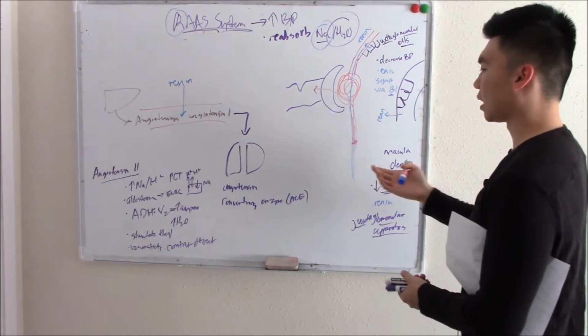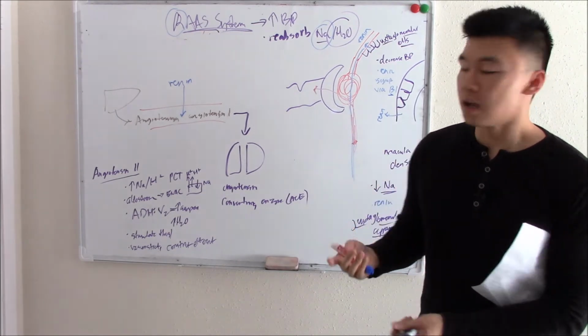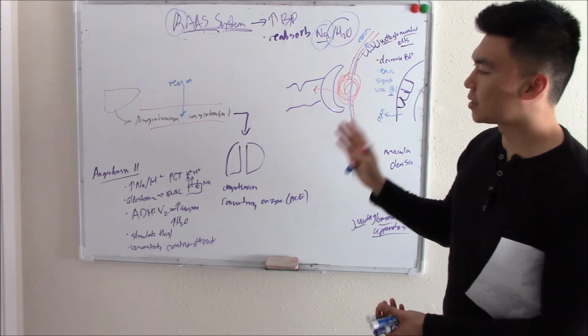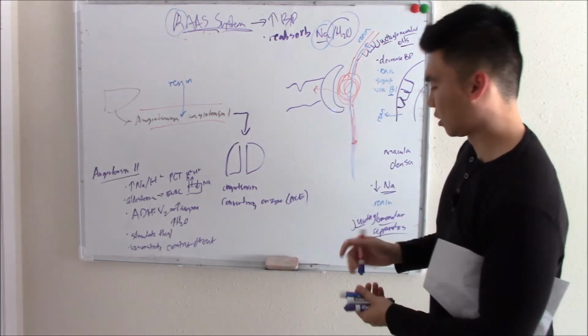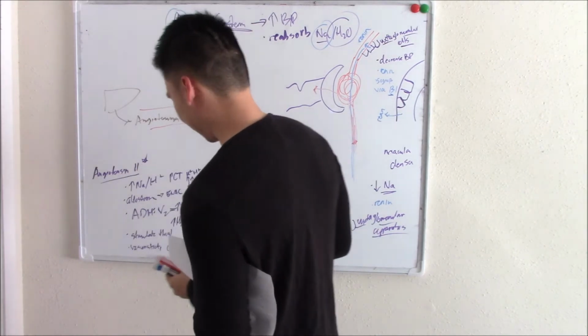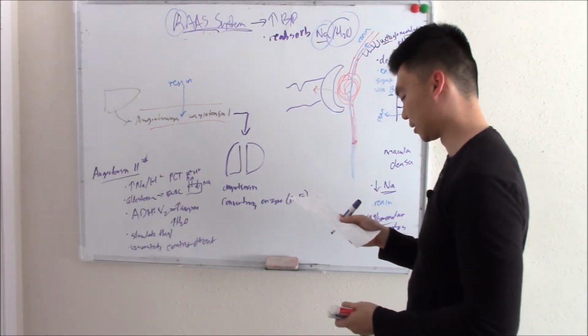Why does it do that? Well, a lot of times when you have a decrease in blood pressure, your kidneys aren't getting the fluid they need. And so by constricting this and increasing GFR, it gets that fluid. All right, so angiotensin II is incredibly important. I'm gonna put a star right there. And that is your RAAS system.